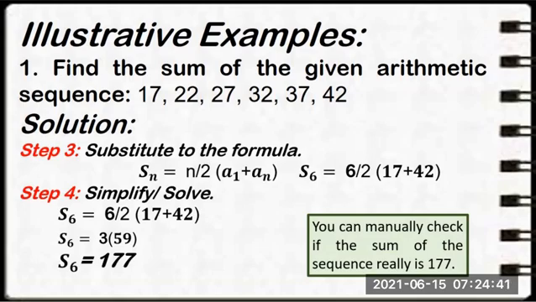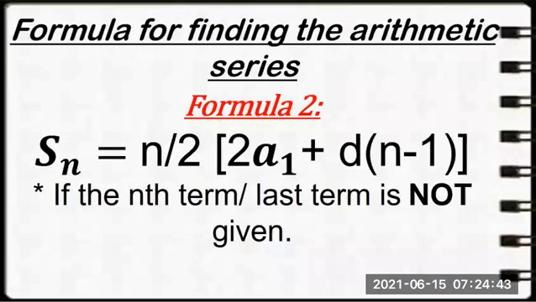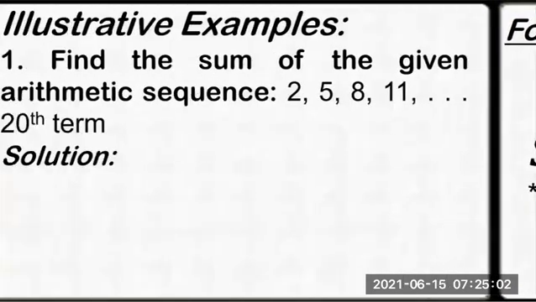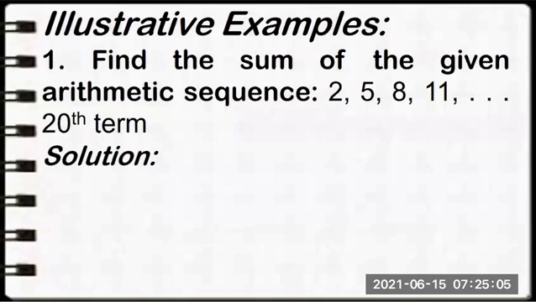Next, for our formula number 2, for our arithmetic series, we have S sub n is equal to n over 2 times the quantity of 2a sub 1 plus d times n minus 1. So gagamitin naman ang formulang ito kapag hindi po given ang ating nth term or yung ating last term. So let's have an example. We are going to find the sum of the given arithmetic sequence 2, 5, 8, 11 hanggang pang 20th term.